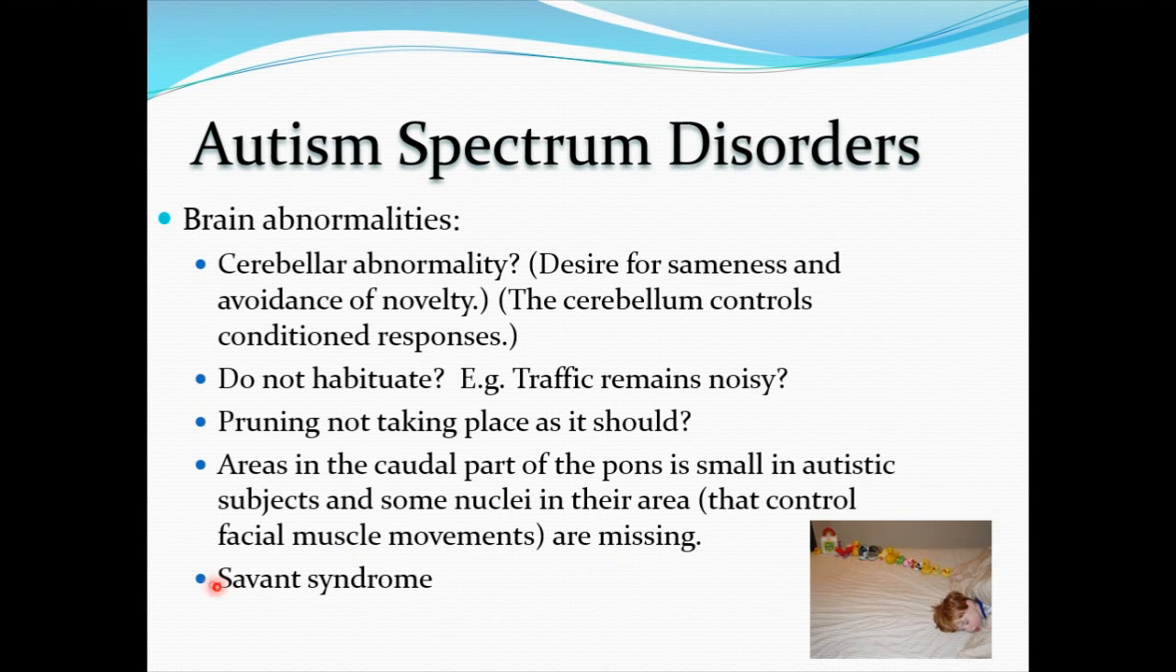And then we also know that some children have a savant syndrome where they are brilliant in something, but it's because of other things that are not functioning. So our brains are balanced in a way. There are certain things that are inhibited, and if those inhibitions don't work, then other things come out.